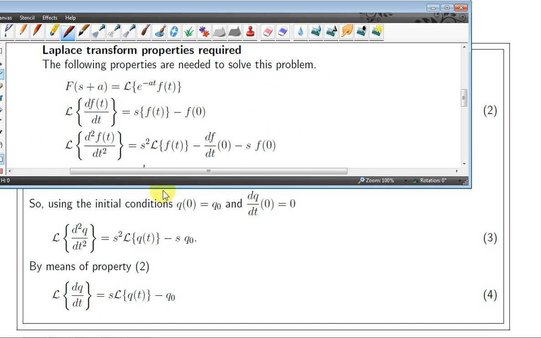Here it is. So little f is little q in this case. Actually, there's a misprint here. We want to get the Laplace transform of little f of t. In this case our function is little q of t. And as for little f of 0, we just want little q at 0. We write that as q sub 0.